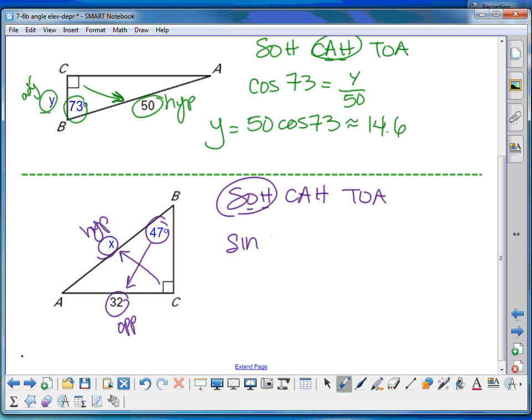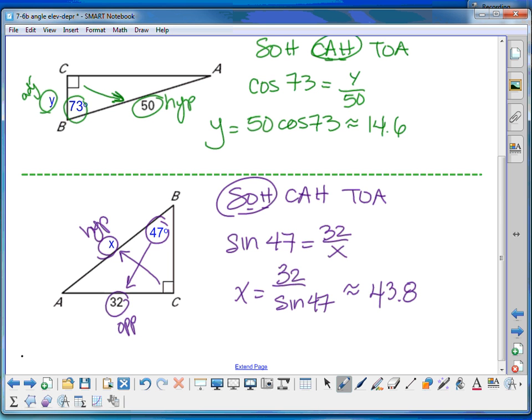The sine of 47 would equal the opposite over the hypotenuse, which would be 32 over x. Again, I use my algebra, multiplying by x, dividing by sine 47 to get the x alone. So x would equal 32 divided by sine 47. And that comes out to approximately 43.8.